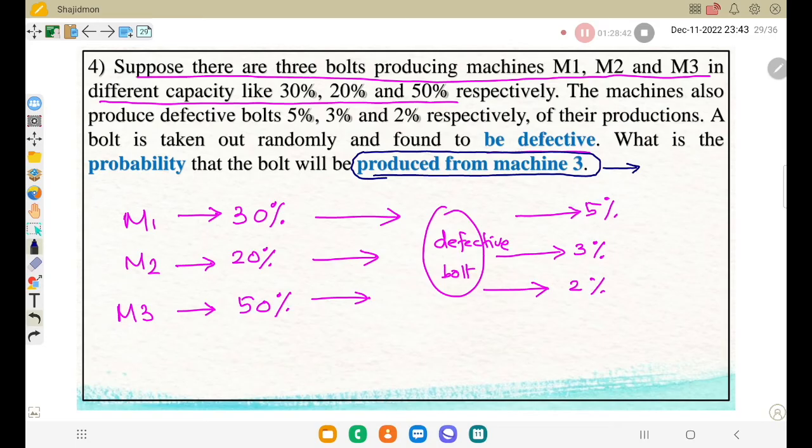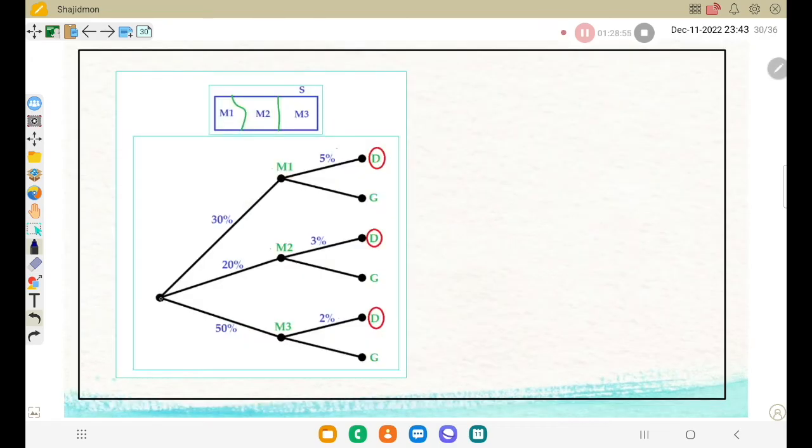Machine 3 means our partition, correct? So it is the probability of a partition given that the bolt is defective. So we are using Bayes theorem. Hope you understood. So we will write the situation. You can see the tree diagram. There are 3 partitions M1, M2 and M3. So we are defining the events here. E1 means the bolt is produced from machine 1.